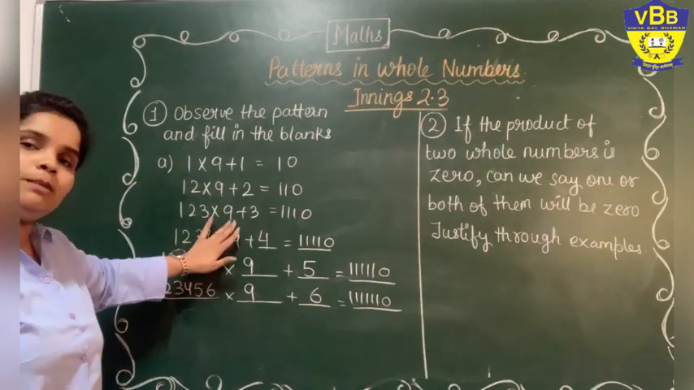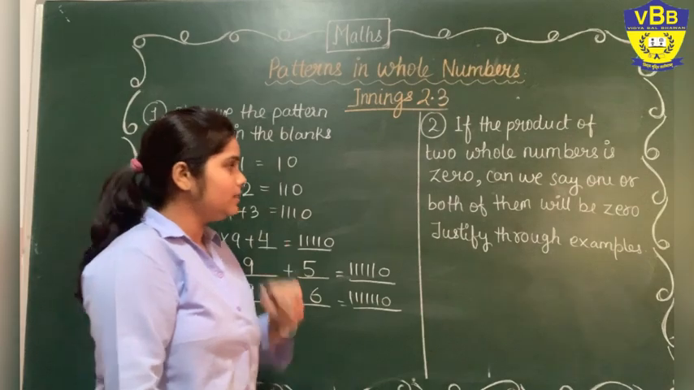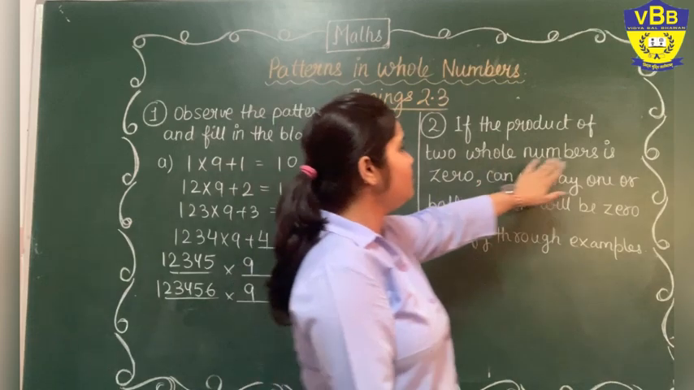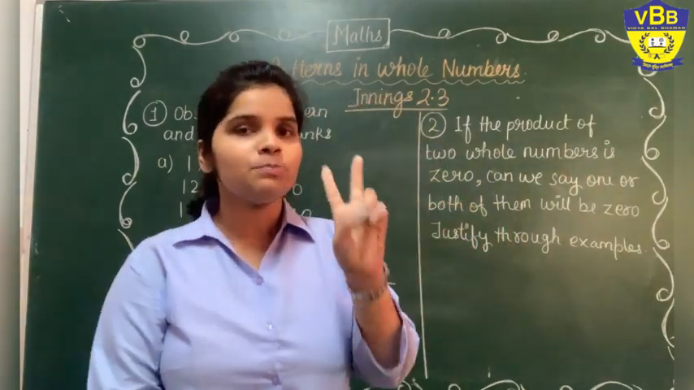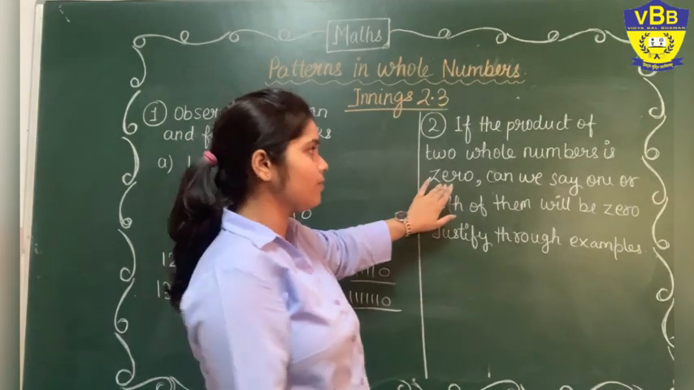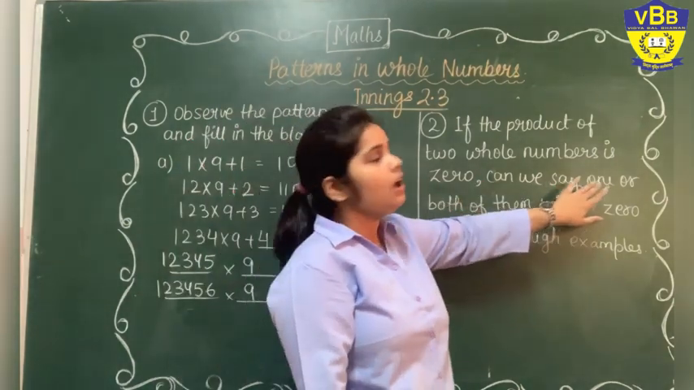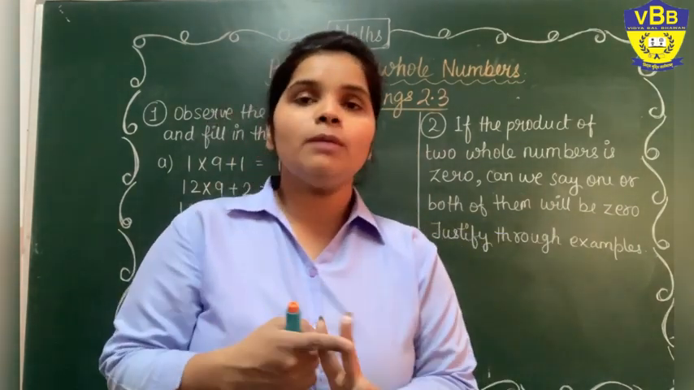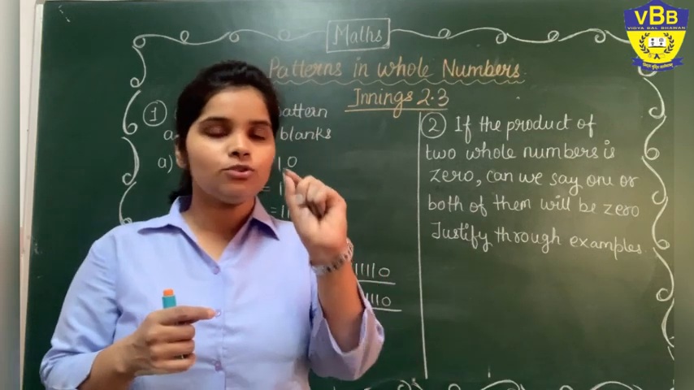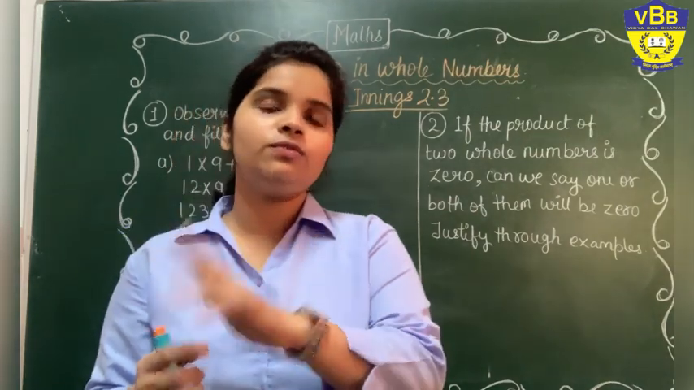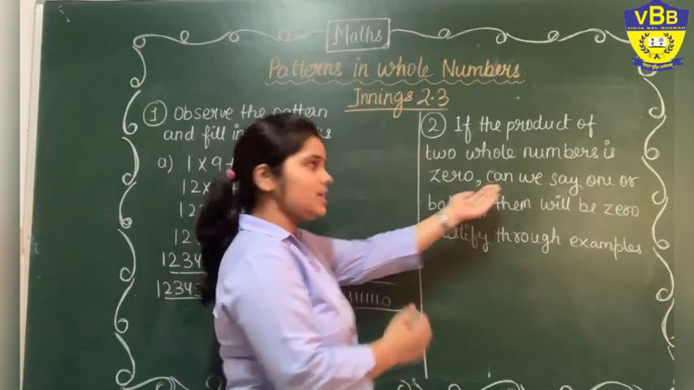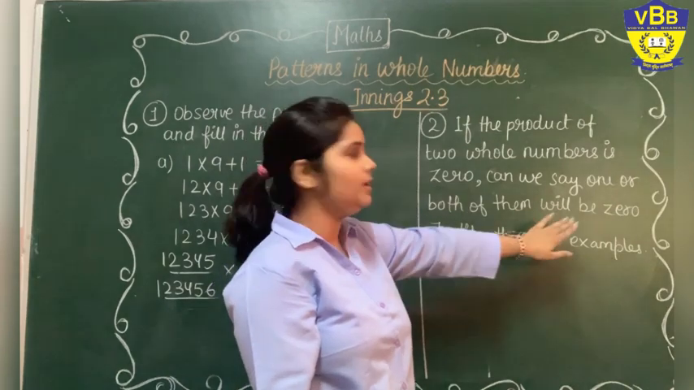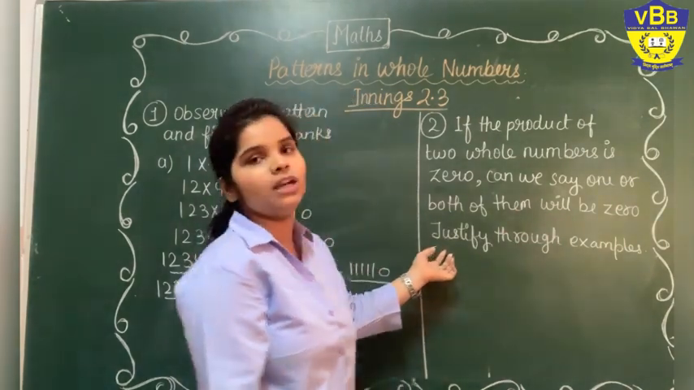You need to observe the pattern and fill in the blanks. Okay. Next one, question number 2. If the product of two whole numbers is 0, can we say one or both of them will be 0? When the product of two numbers is 0, then any one of the numbers should be 0. So the product will be 0.